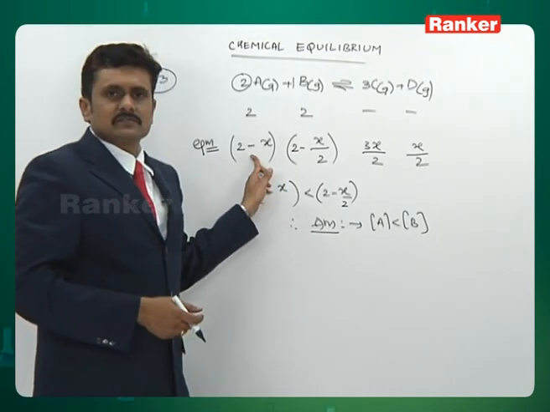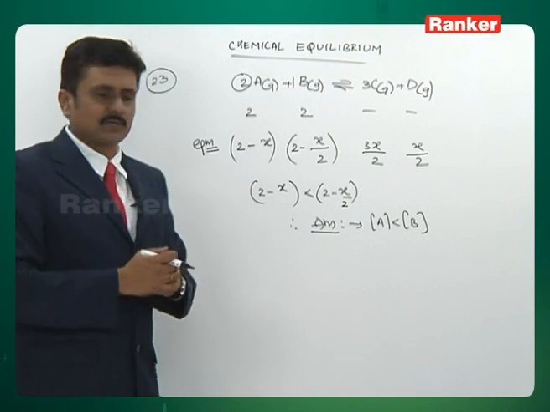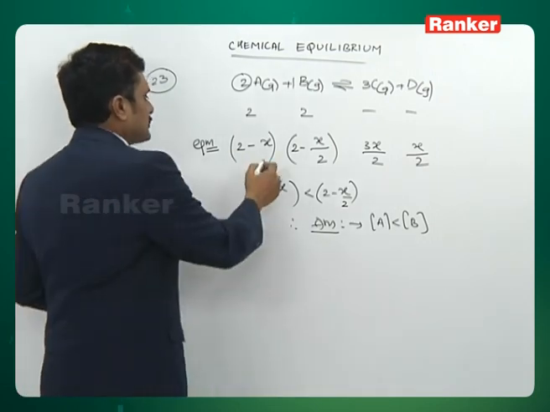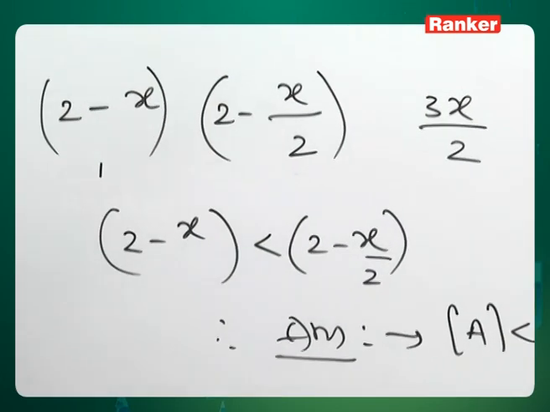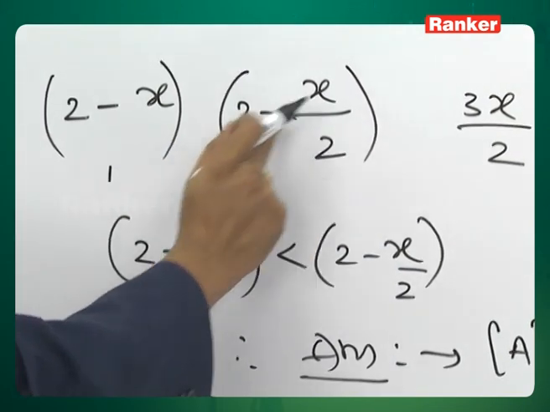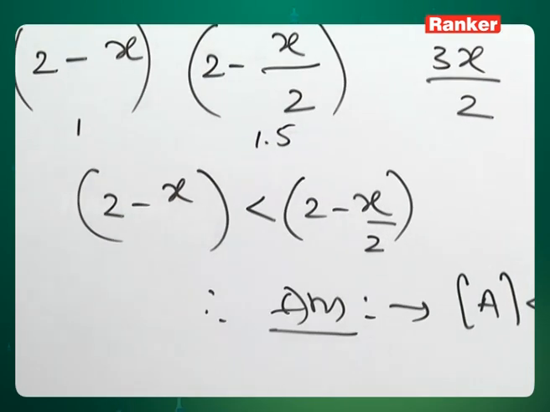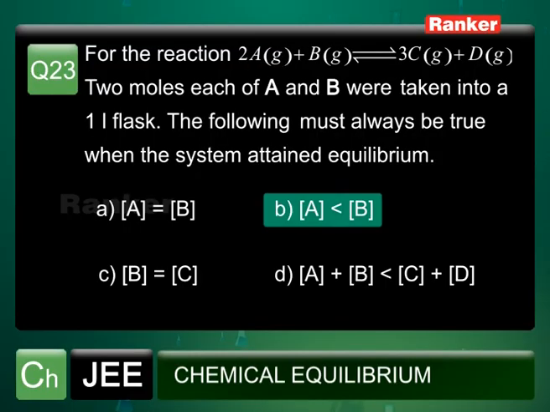Here from this relationship we know that 2 minus x will be less than 2 minus x by 2. If I substitute the value of x to be 1, it turns out to be 2 minus 1, whereas substituting x as 1 in 2 minus 1 by 2 gives 1.5. So, this value is obviously less than that. So, the correct answer for this question is option B, that is, the concentration of A is less than that of the concentration of B at equilibrium.